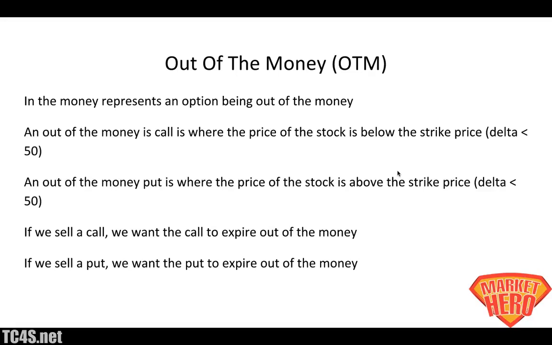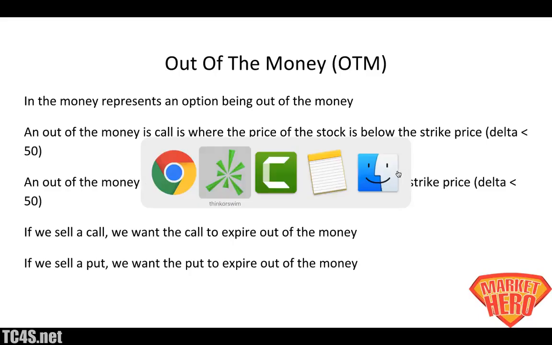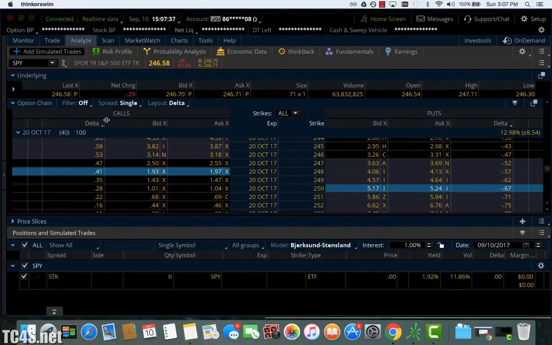Out of the money represents an option being out of the money. Yes, we know this. An out of the money call is where the price of the stock is below the strike price, or the delta is less than 50. Let's take a look at that. Remember, an out of the money call is where the price of the stock is below the strike price. Right now, we have a 246.5 stock, meaning if the stock is below these strike prices or has a delta lower than 50, that is an out of the money call. So we see everything from the 247 strike up, whose deltas are less than 50, being out of the money.